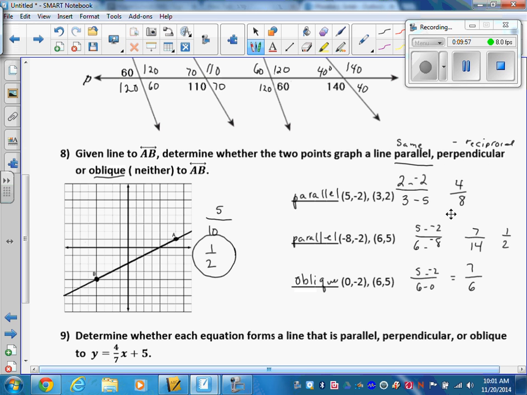You got perpendicular? All right, back to this one. 2 minus 2 is 4, and 3 minus 5 is negative 2. So we do get negative 2 for this one. So this one is perpendicular, right?